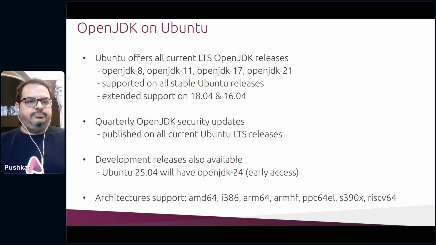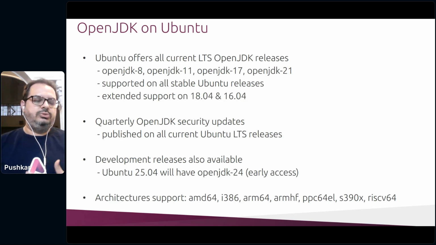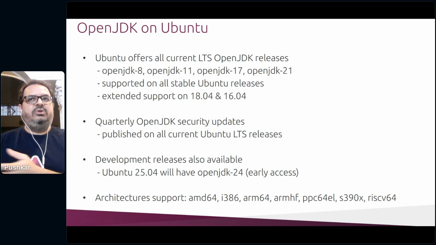Yeah, so OpenJDK on Ubuntu. If you're not aware, Ubuntu offers all the current LTS OpenJDK releases, OpenJDK 8, 11, 17, and 21. They are supported on all stable Ubuntu releases. By stable, I mean the LTS releases. So right now it's 24.04, 22.04, 20.04. We also have some extended maintenance for 18.04 and 16.04, and OpenJDK packages are also available on these. But that's only for customers who have opted for extended support.